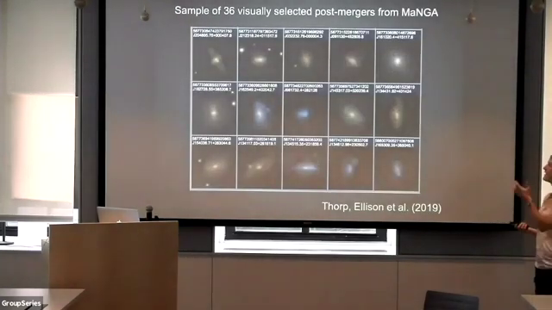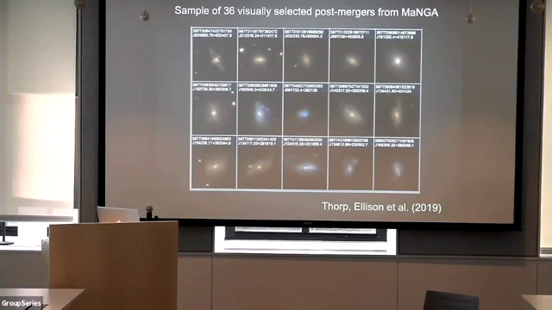But then we really wanted to dive in and look at the merger sample. So this is work that's being led by a master's student with me at UVic, Mallory Thorpe. So what Mallory has done is to go through the MaNGA data and visually identify late-stage mergers. So these again are what we call the post-mergers. So single galaxies characterized by these strong tidal disturbances.